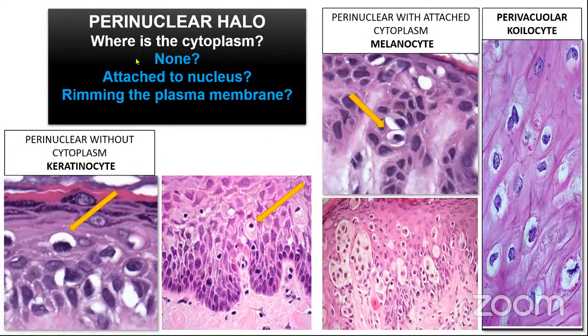As we mentioned before, you can look, where is the cytoplasm? Is there any cytoplasm? No cytoplasm. That means the cytoplasm could have either been lost as a result of processing or some kind of artifact due to irritation of the epithelium keratinocyte. Is the cytoplasm attached to the nucleus? You could be looking at a melanocyte. Perivacuolar, the cytoplasm has to be in a perivacuolar distribution that establishes it to be a koilocyte. The cytoplasm has to be eosinophilic and rimming the plasma membrane.